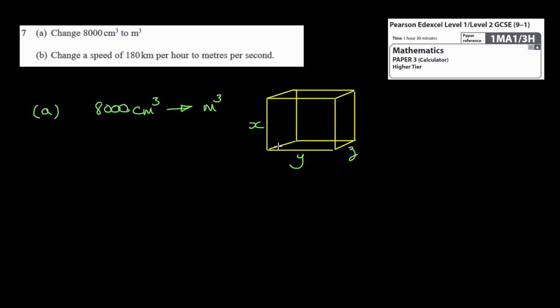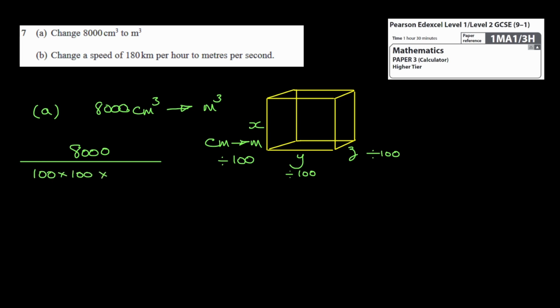And each of those lengths will have to be a conversion from centimetres to metres. And to do that, we have to divide the measured distance x by 100. This also will be divided by 100, and so will this distance. So as far as the volume is concerned, we've got to divide 8,000 by 3 lots of 100. So this is divided by 100, divided by 100, divided by 100.